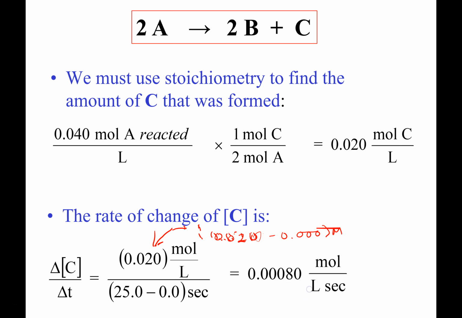Time interval 25 seconds. So when I divide that out, I get the change in molar concentration of C, or the rate of change of C. Rate of change of C is positive because it's a product, and it's 0.0008 moles per liter per second. So it's the same reaction, but we have these differences in what you track. But I said there needs to be one real rate of change, and that will be positive.